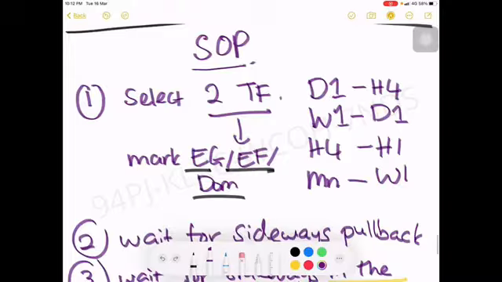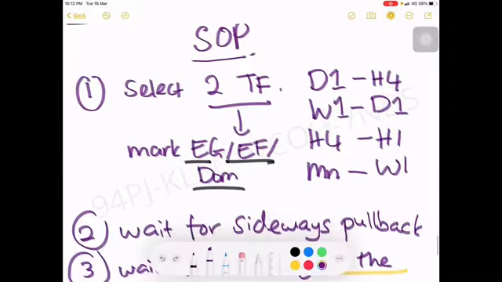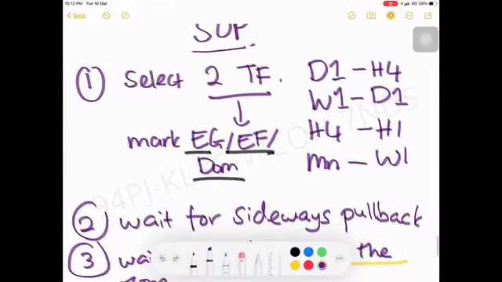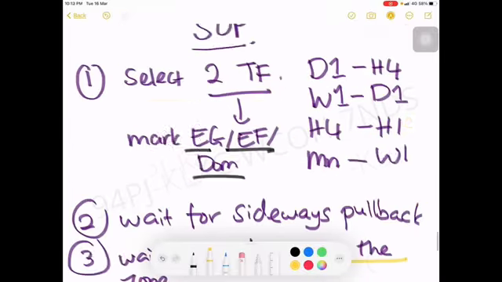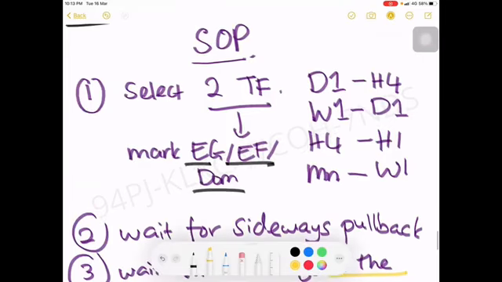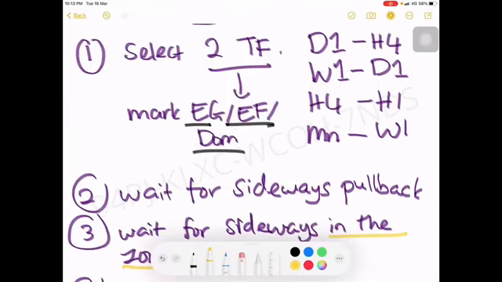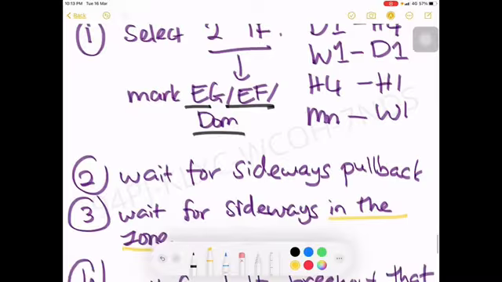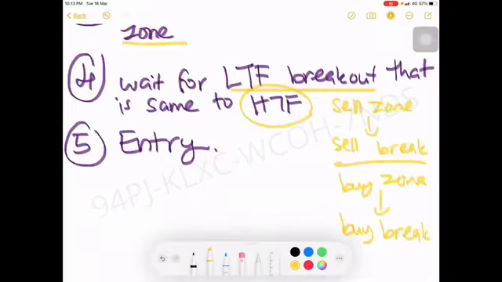That is the same as, I will show it to you later in the chart. There are only 5 steps. If you selected daily, then you're going to have to wait for the zone, and then you're going to wait for the break, same as the high time frame. It means that if you mark the zone, there's only 5 steps.